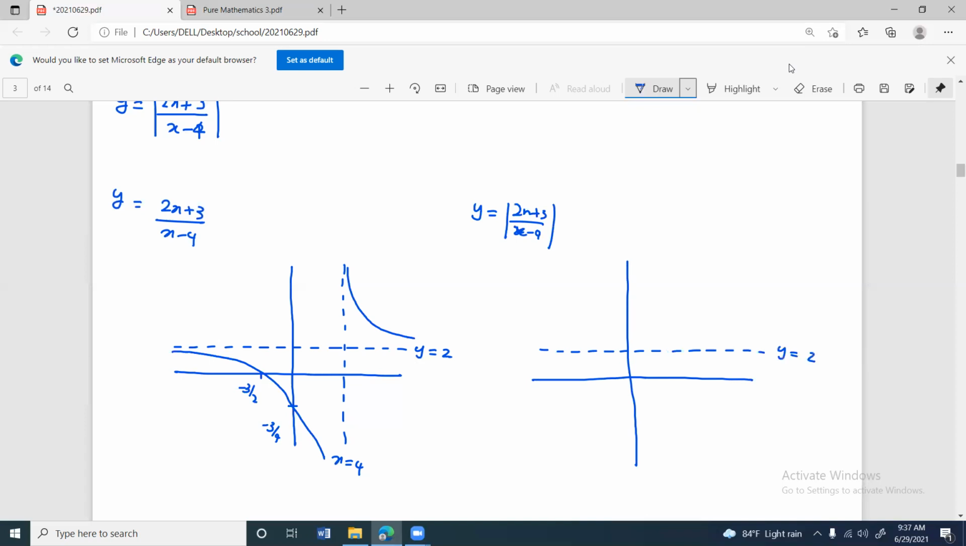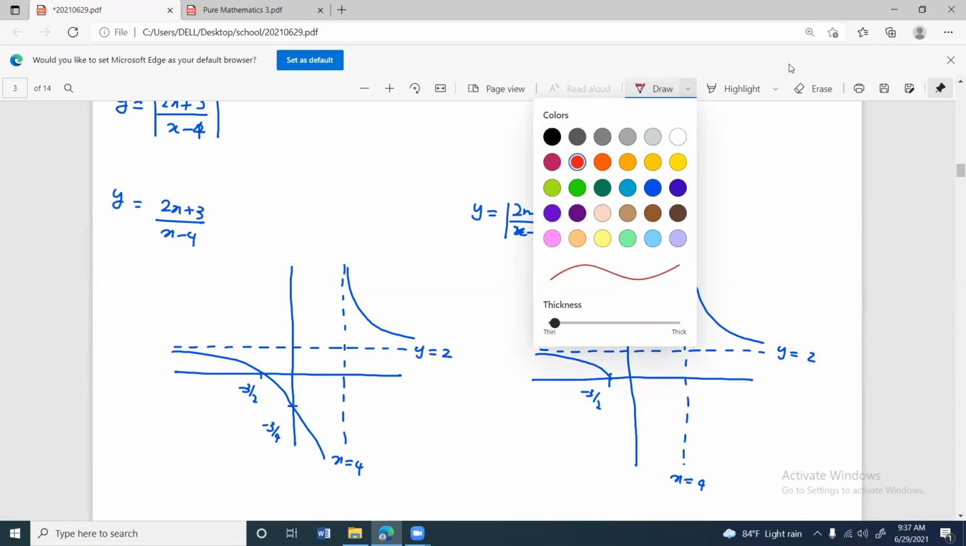y equals 2 and x equals 4. This is just like this up to here. It's over here, minus 3 over 2. Now our doubt is what is the extension for this part of the graph.